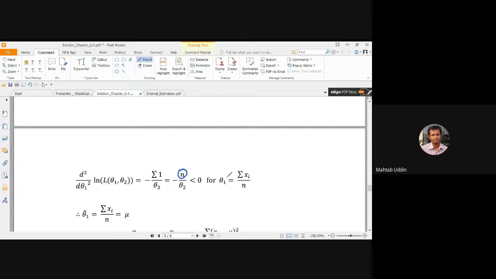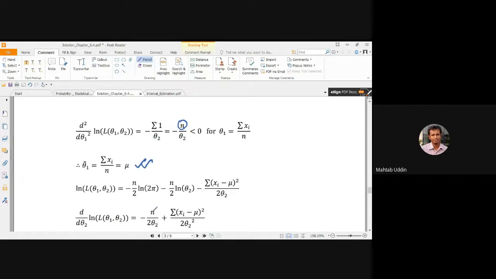And this is always negative. So this is the estimated value. And in case of normal distribution, we call it mu.